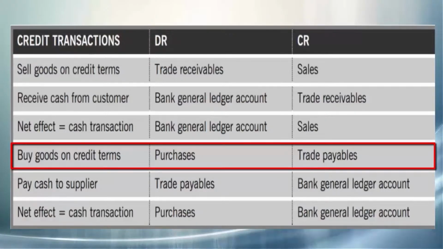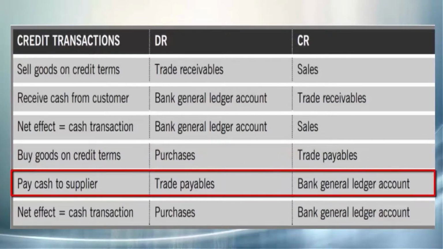Entry in the ledger accounts. Purchases account, debit $500. Trade payables account, credit $500. Example 4, paying a supplier. What happens? When the business pays the supplier, the liability amount owed in the trade payables account is cleared and the cash is deducted from the bank general ledger account. Cash, an asset, decreases, so the bank general ledger account is credited. The payable, money owed to the supplier, decreases, so the trade payables account is debited.